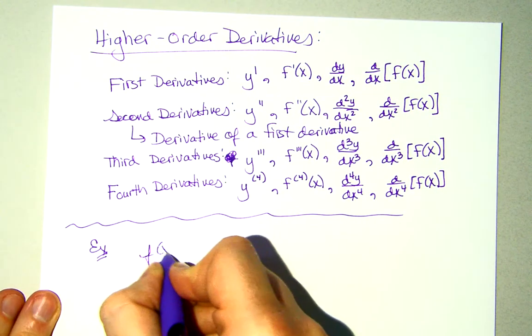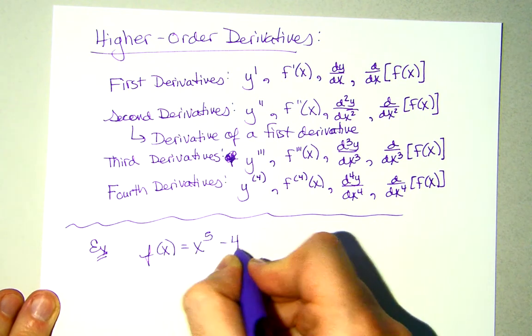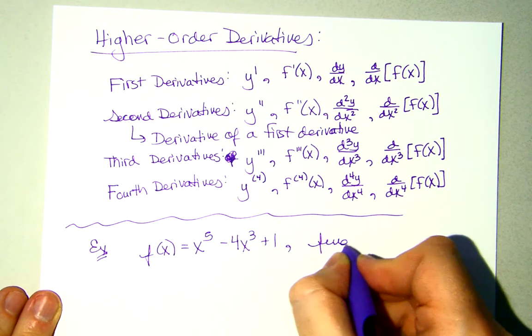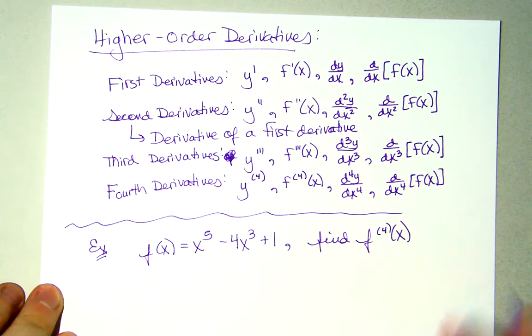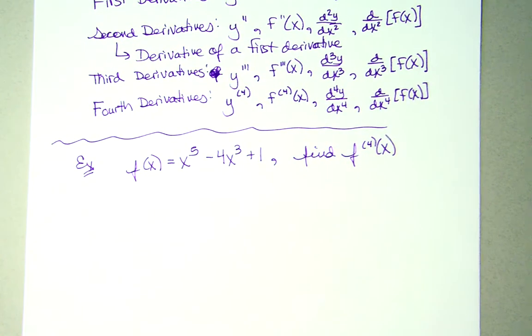For example, let's say f of x equals x to the fifth minus 4x cubed plus 1, and we want to find the fourth derivative of this function. F of x equals x to the fifth minus 4x cubed plus 1. We want to find the fourth derivative. Can we do that right away? Can I go straight from the original to the fourth derivative?